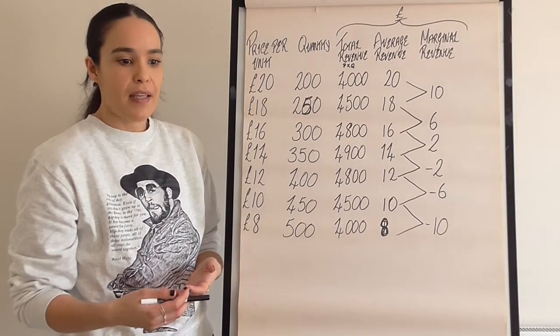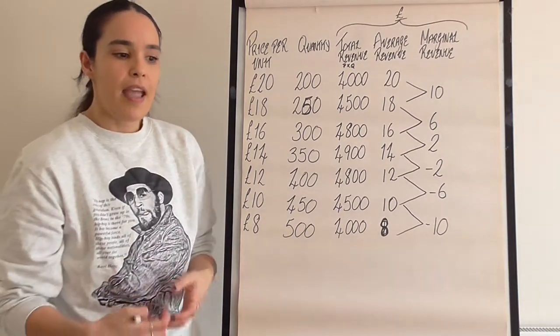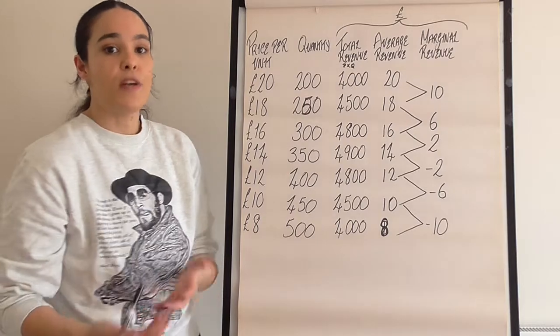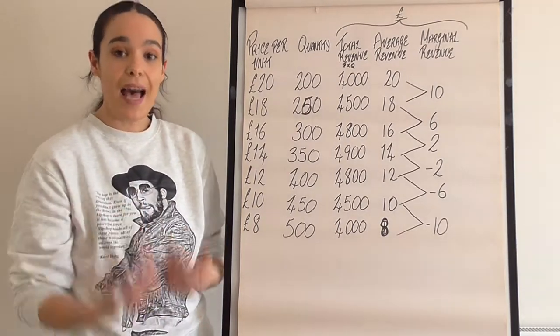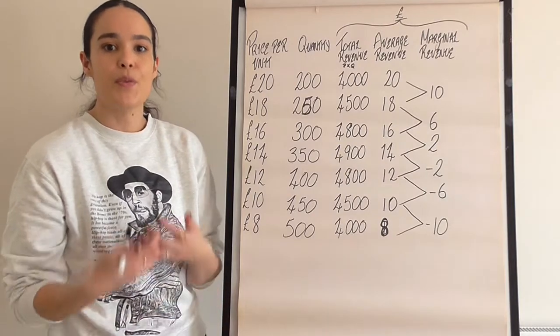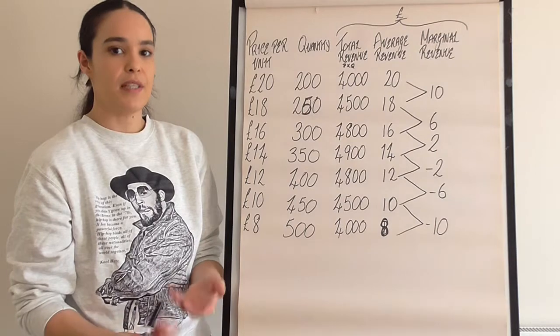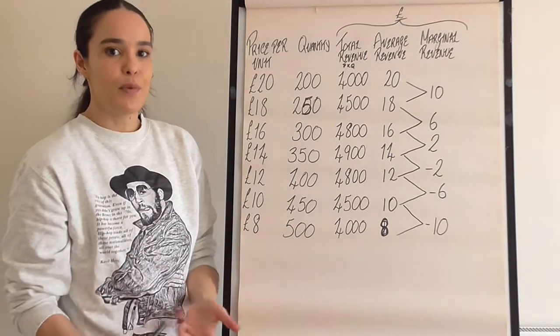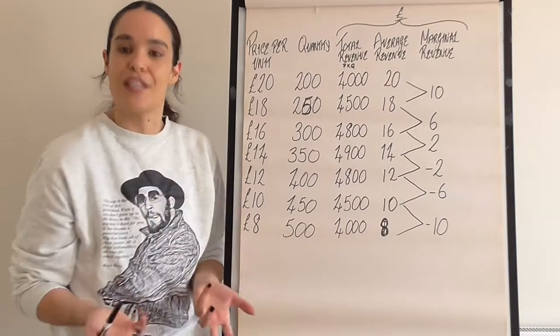So what's happening to your revenue? Your revenue is increasing. If your revenue is increasing when you reduce the price, then therefore the price elasticity of demand has to be elastic. Because what's happening is the price is falling and you're having a more than proportional change in your quantity demanded. If you're having a more than proportional change in your quantity demanded when your price falls, it's elastic by definition.